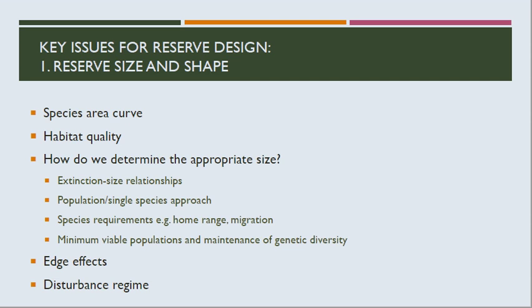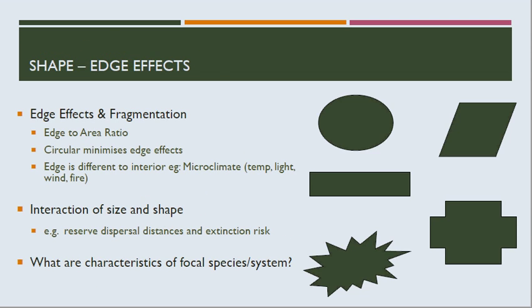And here are some of the shape edge effects. So our orbicular reserve is best, and a line or a strip reserve is not so great. And there are some of the reasons written down there why.